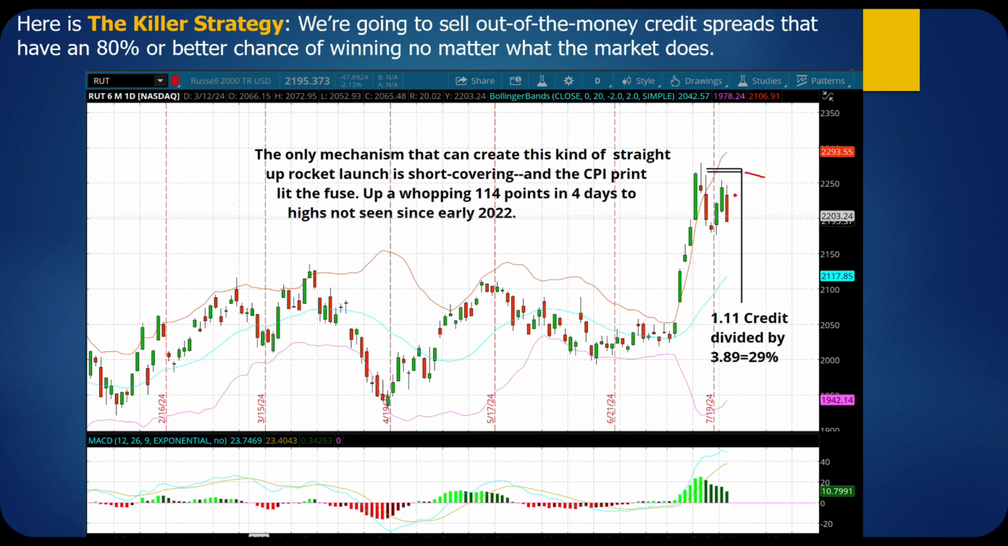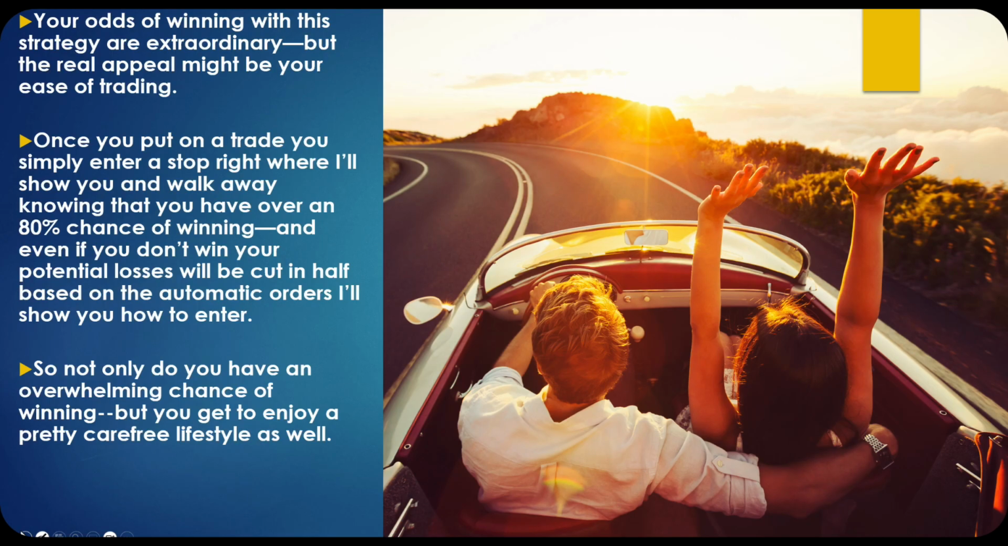We sold this call spread. We were anticipating a reverse. This turned around. We bought this call, creating a spread, a $5 spread there. We got a 111 credit, and 111 minus $5 is 389. That gave us a really nice 29% return.